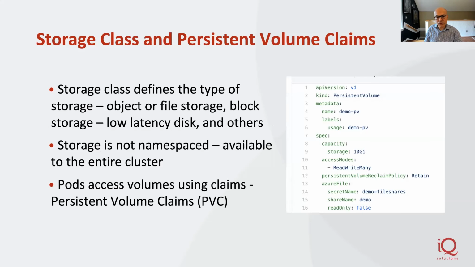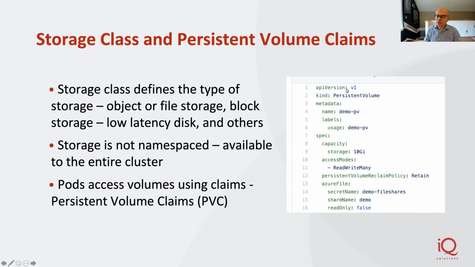There are different kinds of storage classes, object or file storage, and this is what we would need if you were saving static files in the site files directory for Drupal. This is known as object or file storage, and then for disk you would use block storage, which is much more low latency. The thing about block storage is that you cannot have read write many. It only writes to one. You can only write to one disk. Storage is not namespaced. It can be available to the entire cluster. And pods access volumes using claims, PVCs, persistent volume claims.